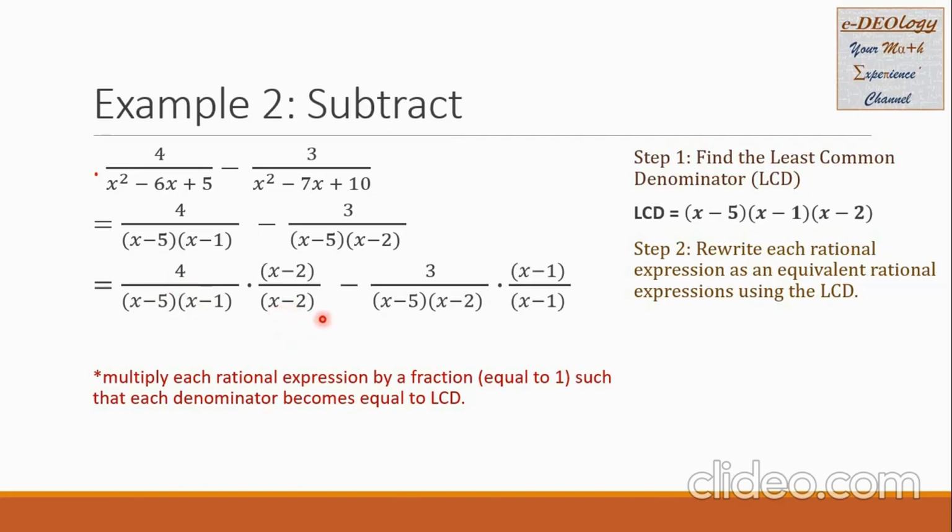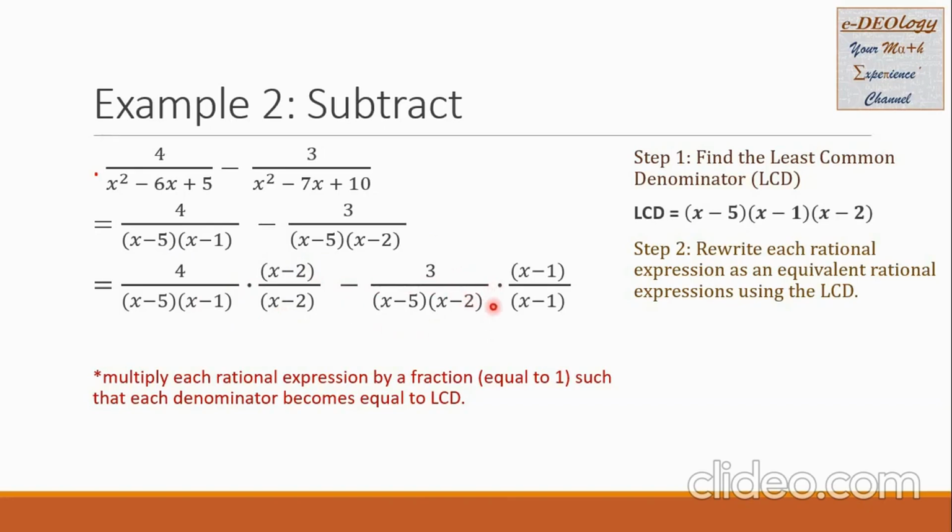We should multiply this denominator by x minus 2. And the same x minus 2 should be copied on top so that this fraction will be equal to 1. So it means our first rational expression is to be multiplied by x minus 2 over x minus 2. And then minus the second rational expression is copied here.